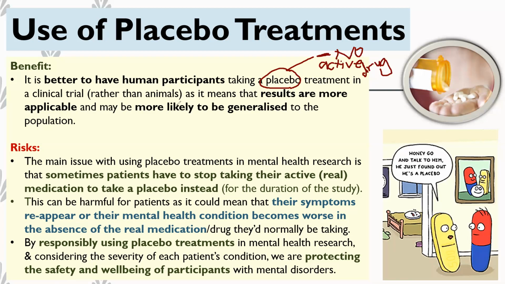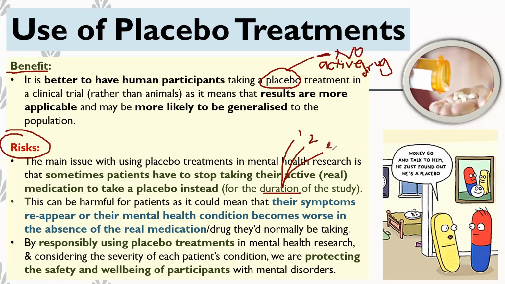Okay? And so essentially, what is the benefit of placebo treatments is actually kind of downplayed when you look at the risks, okay? There are more risks associated with making mental health patients take placebos and abandon their existing medication than there are benefits. So if we look at the risks of using placebo treatments, like I said before, the patients have to stop taking their active or real medication to take a placebo instead for the duration of the study. So that depends from study to study. Could be 1 month, could be 2 months, could be even 3 months.